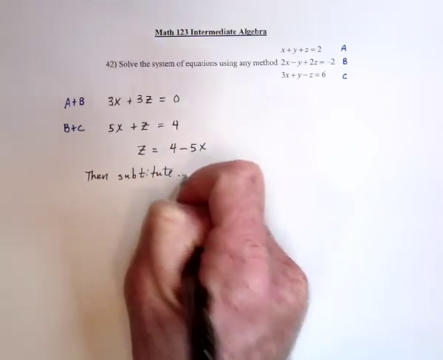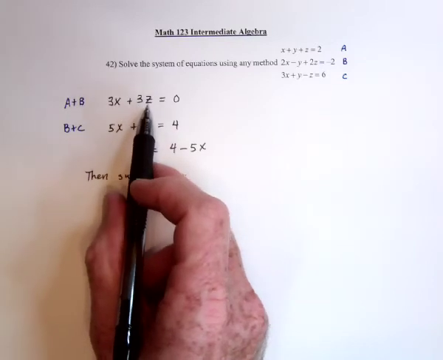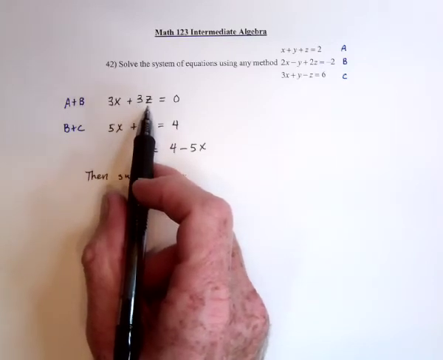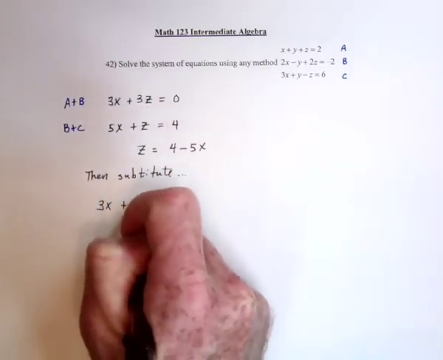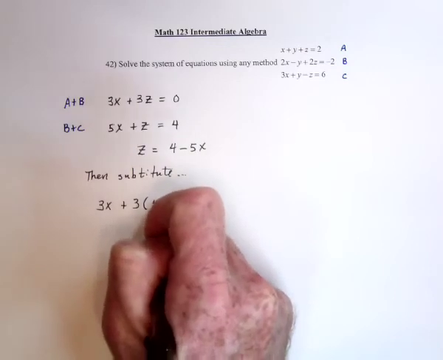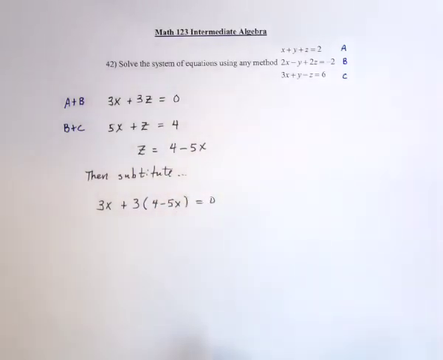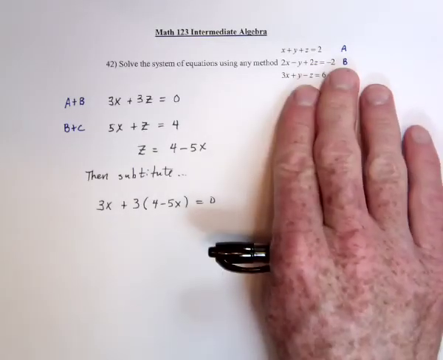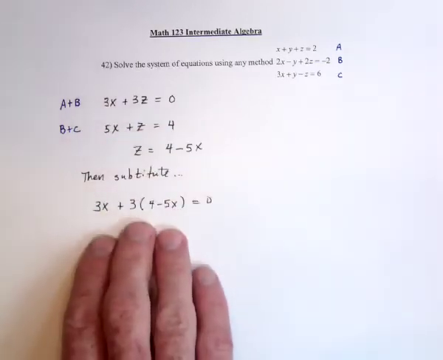So then you substitute this into this top equation over here. So this z right here gets replaced with the 4 minus 5x. So it would look like 3x plus 3 times the quantity 4 minus 5x equals 0. So now we've got it down to just one equation and one variable. So you take it from the more complicated to the simpler to the more simpler.